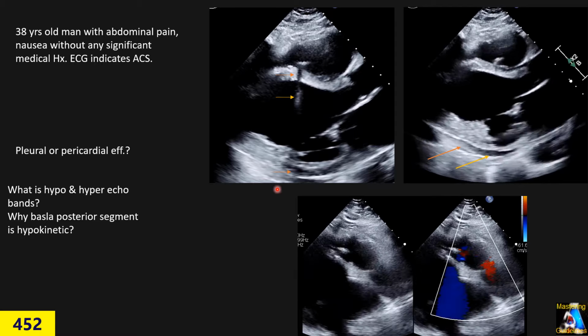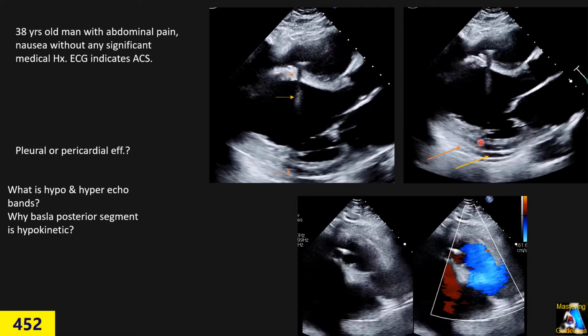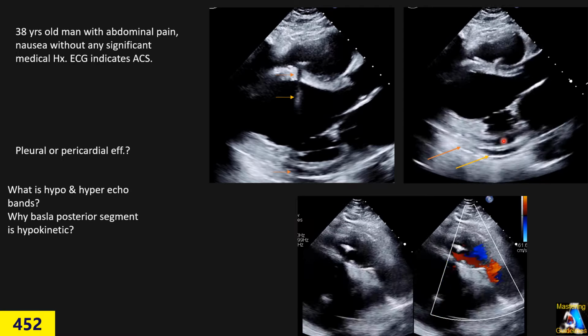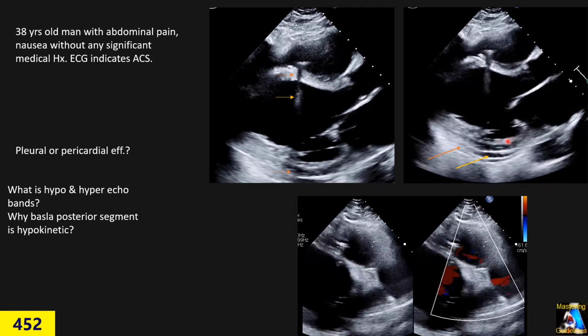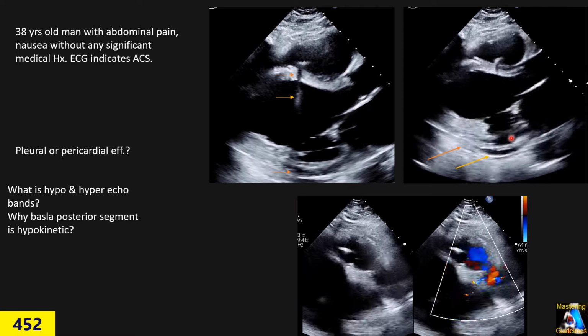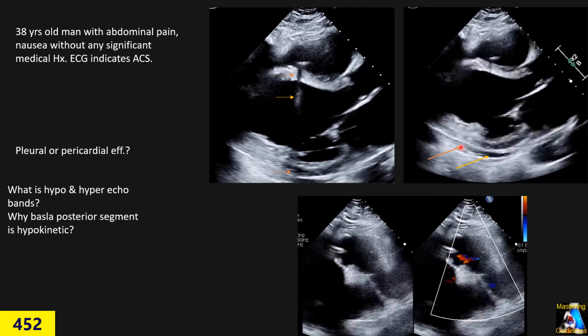And why is the basal segment in this area severely hypoechoic or almost anechoic? What is going on here and here too? And what is your interpretation of all those findings in this area?